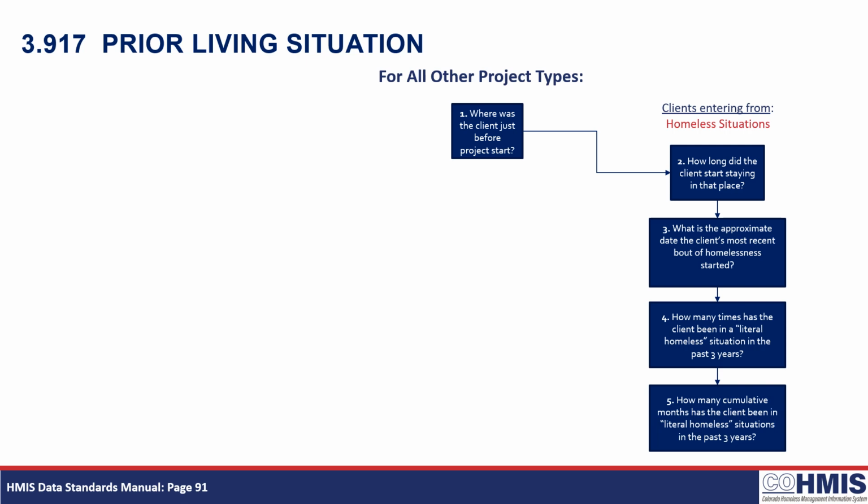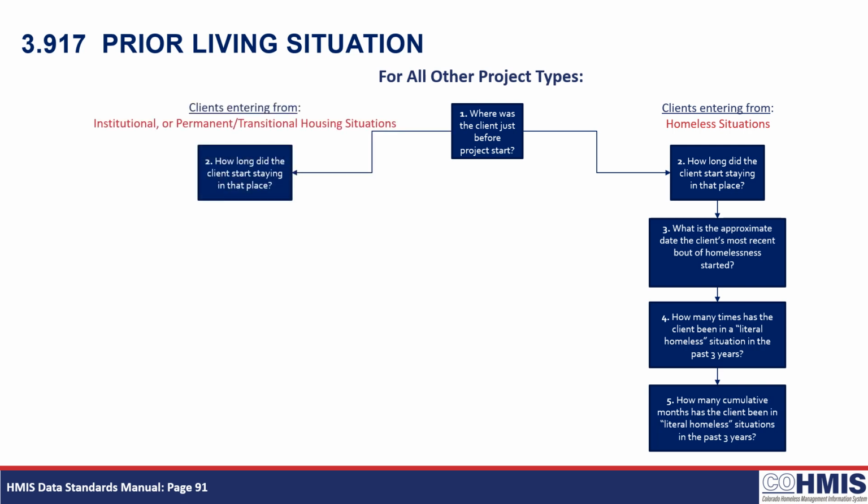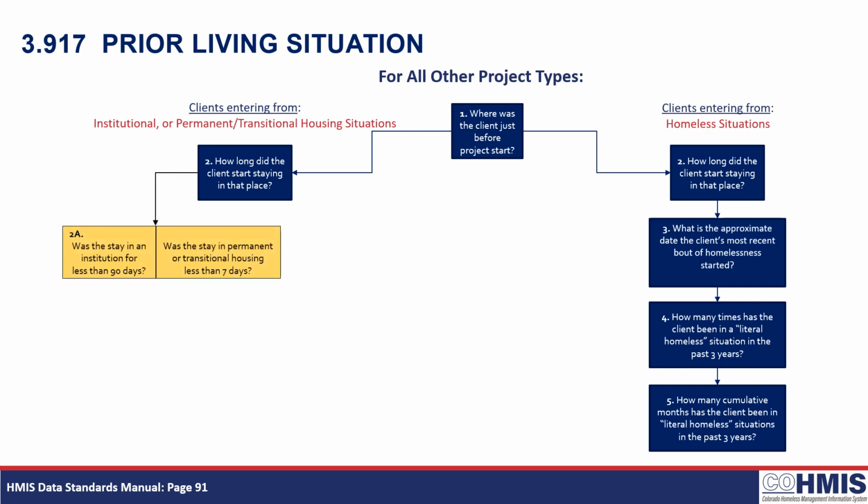So that's pretty straightforward. But what if they're coming from an institutional or a permanent and transitional housing situation? And by institutional, I mean maybe a psychiatric facility or a hospital or even a jail. So how long was the client staying in either of these scenarios there? Was the stay in the institution for less than 90 days? Or was the stay in permanent or transitional housing less than 7 days?